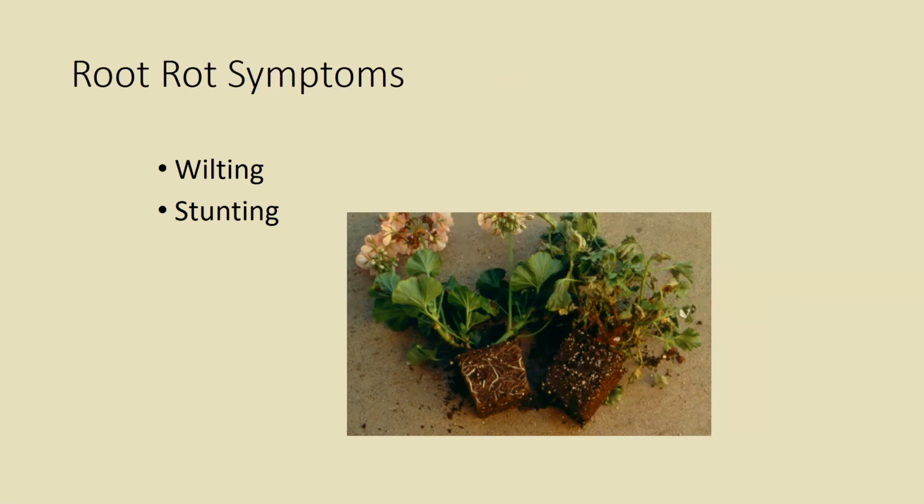And this wilting is not from the soil being too dry. That's a big mistake gardeners make. You see a wilting plant, you apply water, and the plant continues to wilt. So wilting can represent both under and over watering.